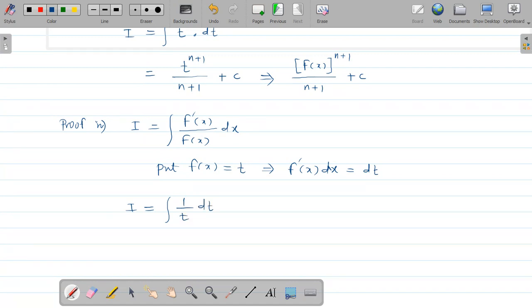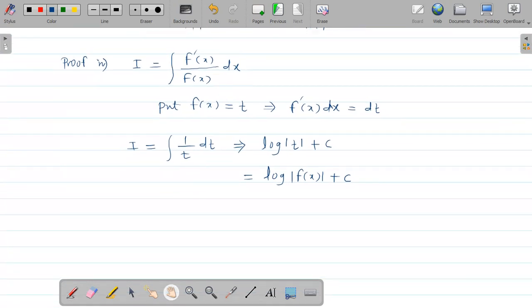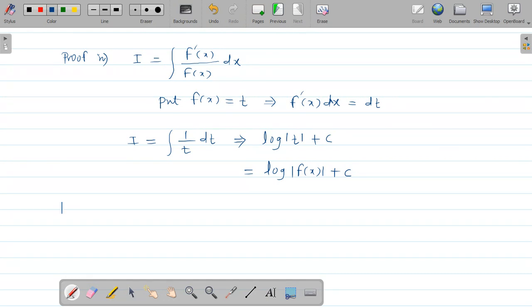Now it reduces to the standard form of integration. You know the integration of 1 upon t is log of modulus of t plus constant, and hence by resubstituting we get log of modulus of f of x plus constant. So the integration of f dash x upon f of x dx is equal to log of modulus of f of x plus constant. So this is proof number 2. Similarly, you can prove the last result.